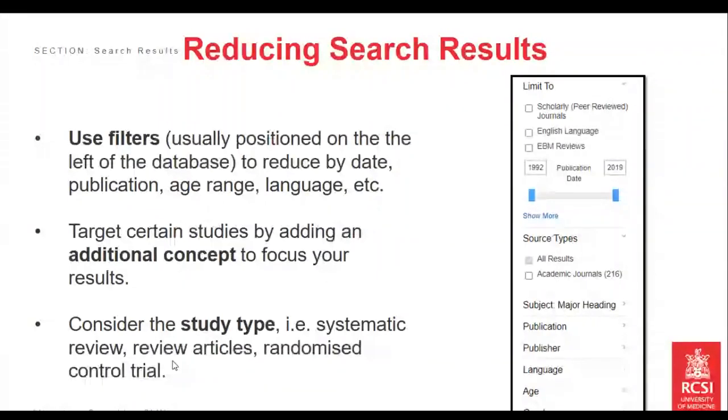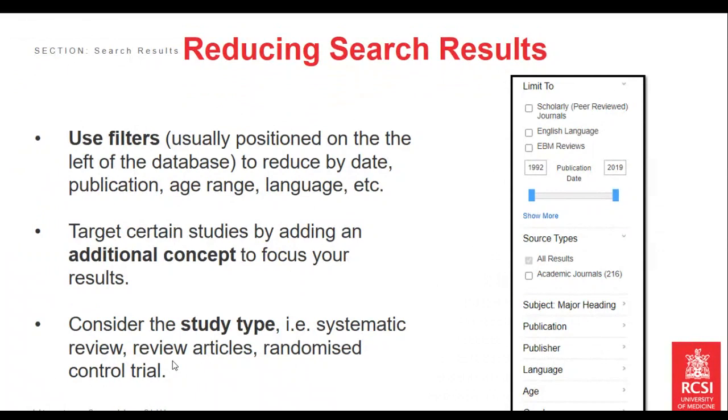So reducing search results. Okay, so this is the question: how do you reduce the search results? You can use the filters there. They're usually on the left, and you can narrow by date or publication. You can add an additional concept or additional study type.